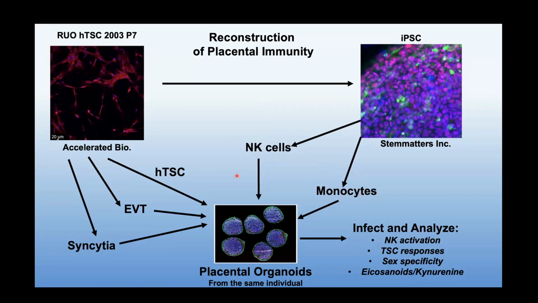Now we can make syncytia, induce the formation of those, and maybe make extravillous trophoblasts or cytotrophoblasts, giant cells, all the other trophoblast type cells, and then make placental organoids from these and infect them with listeria. And that's what we would like to do. Then analyze the NK activation status, the TSC responses, the sex specificity.